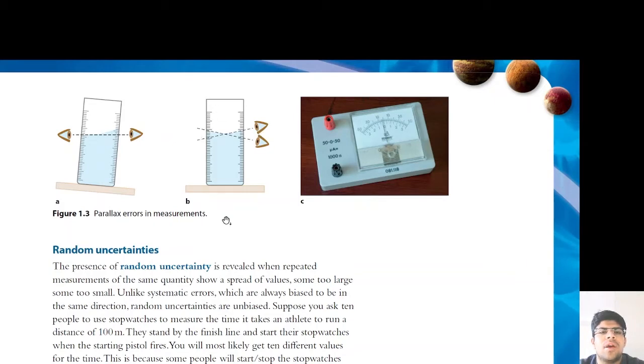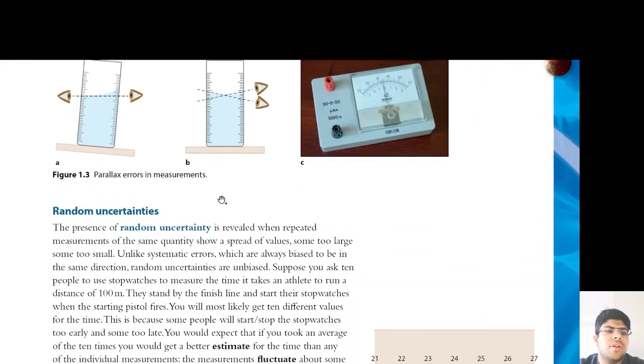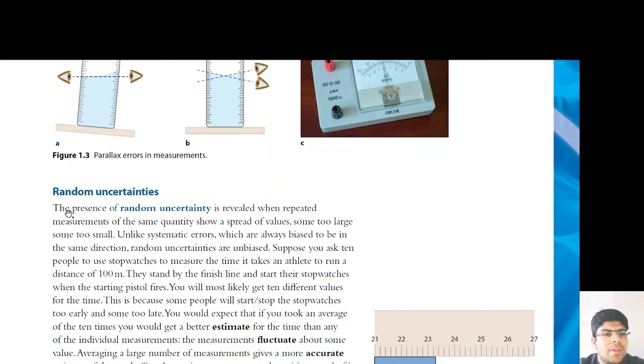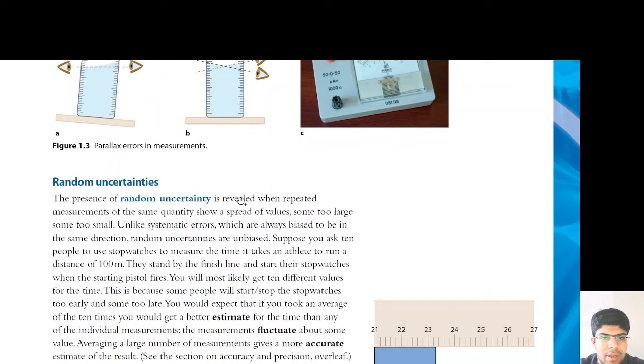And if the person is watching from the top, from above, he will see the level like this. If another person is watching from below, he will see different readings. So the smallest change can bring a huge difference in the reading. So be careful. Now we are talking about random uncertainties.